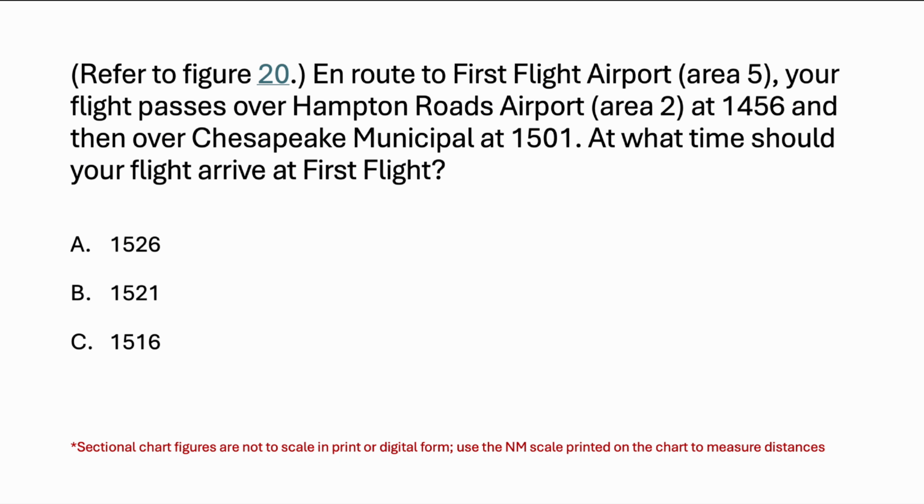We're going to finish up with kind of a difficult question for some people, but we'll look at figure 20, and it says, en route to First Flight Airport, Area 5, your flight passes over Hampton Roads Airport at 14:56, then Chesapeake at 15:01. What time should you arrive at First Flight? First thing you want to consider at the bottom right here is that sectional chart figures are not to scale. So instead of using your plotter, what you want to do is use the scale that's associated with the figure to measure the distance between these points.